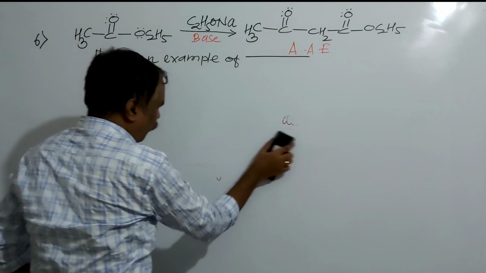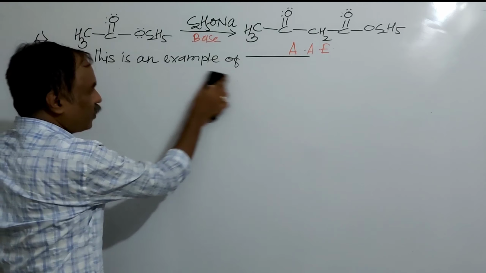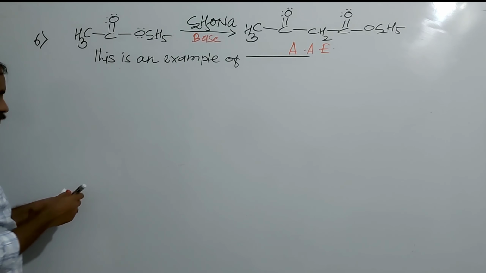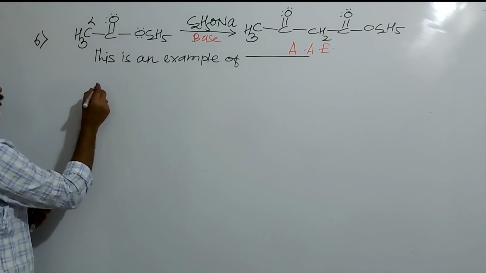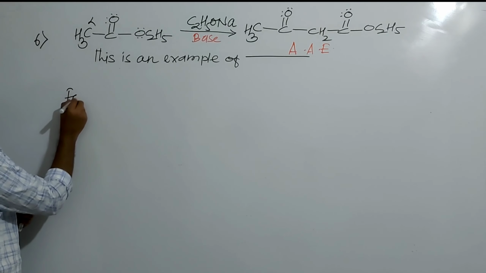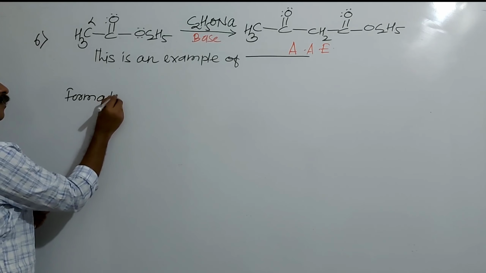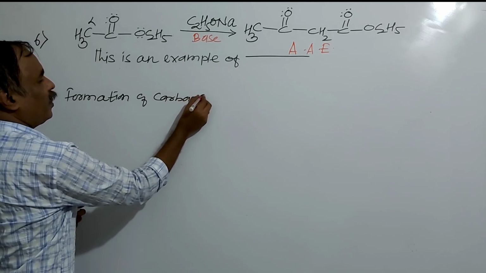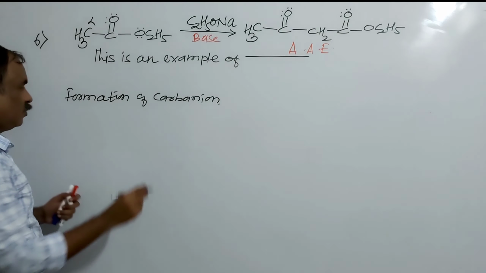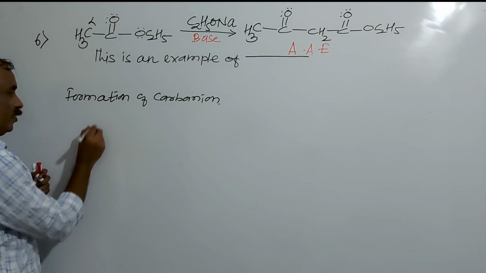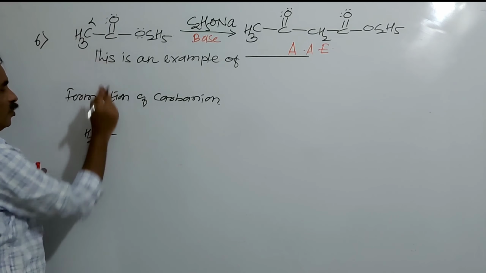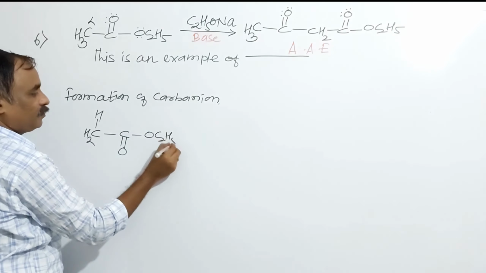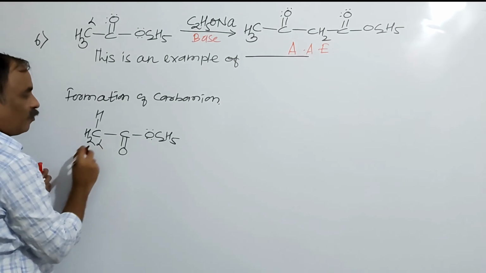Again, here there is formation of a carbanion, and the carbanion is the intermediate. Here it is the alpha carbon, so formation of carbanion. For this we can write, this is an alpha hydrogen atom. The condition for Claisen ester condensation is the presence of alpha hydrogen.